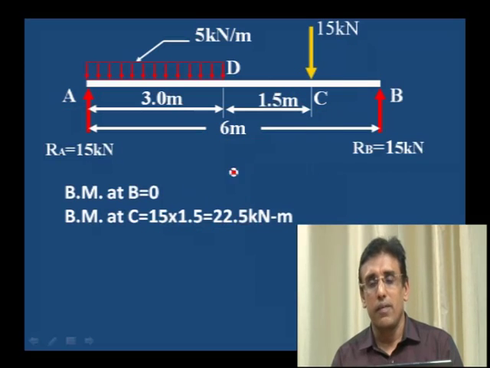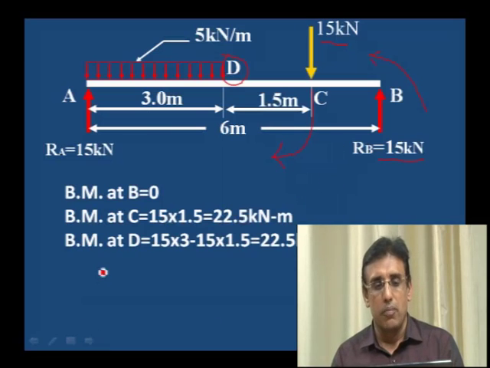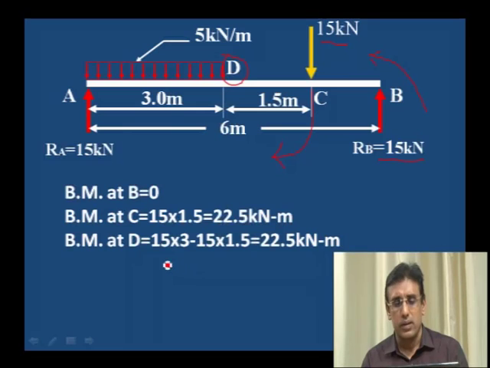Next, we will take the moment towards the D point. What are the forces acting on the right side of D? One is 15 kilonewton, one more is RB. RB will create an anti-clockwise moment, and the 15 kilonewton point load will have a clockwise moment. Bending moment at D, 15 into 3, 15 is the RB value into distance from B to D.